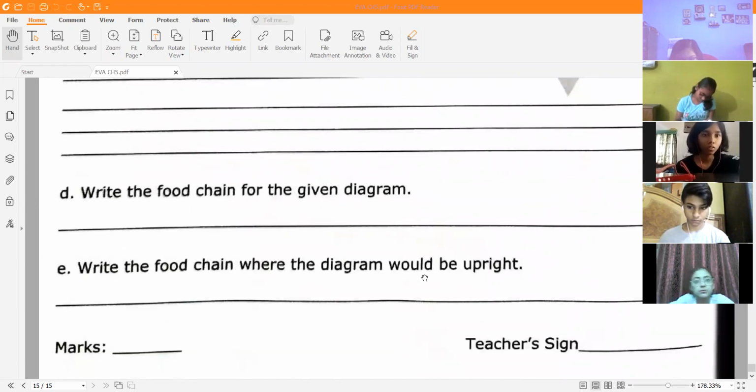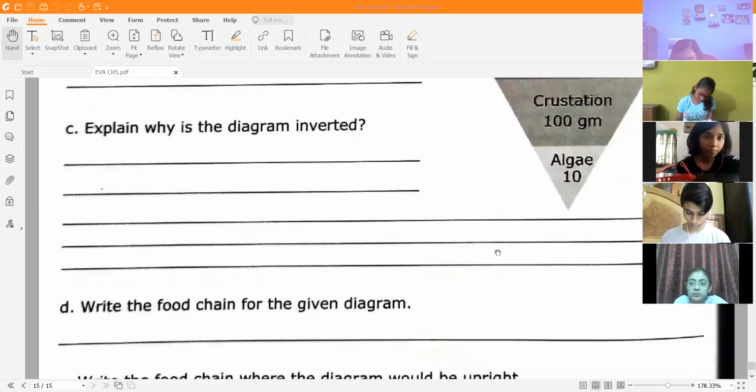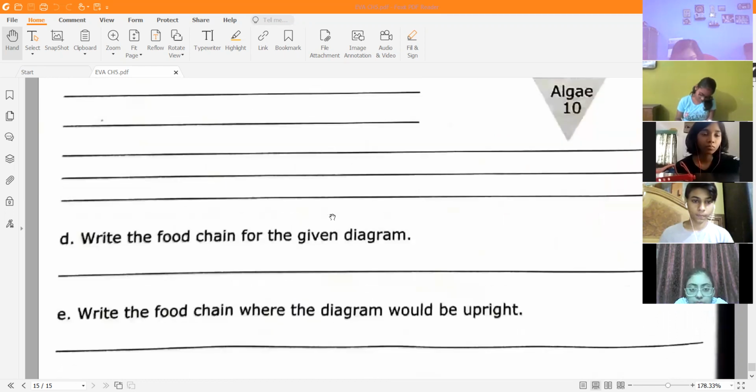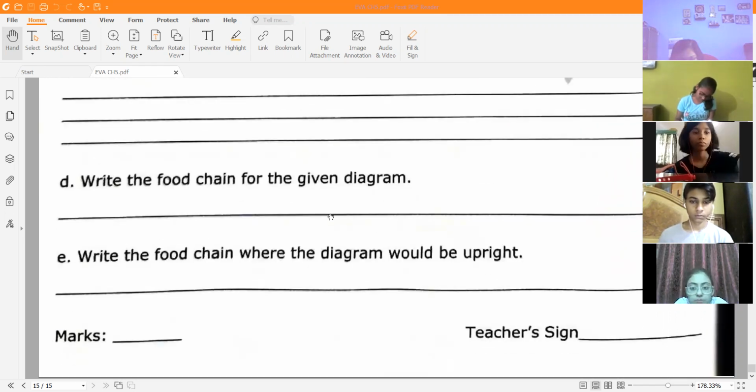Write the food chain where the diagram would be upright. So this is an example of an inverted pyramid. Now you have to give an example where you can get an erect pyramid. So you have to give another example. This brings us to the end of the chapter. That will be all, right?